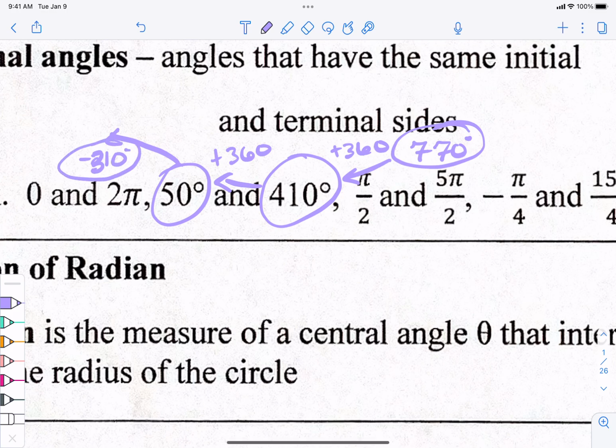How many coterminal angles are there? Infinite. You could keep going forever and ever. You're just adding another circle or subtracting a circle. Does that make sense? These are coterminal angles, okay?